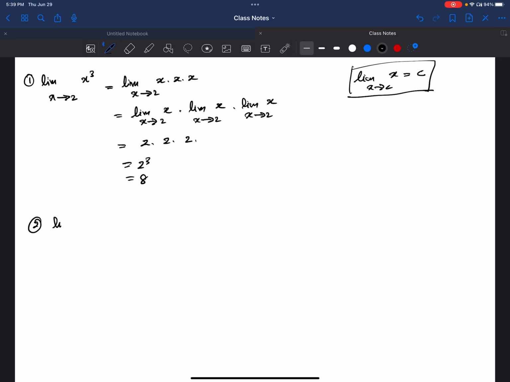Number 2. The limit as x goes to 2 of x cubed plus 5 times x plus 7 equals, now I can use the summation law, the limit as x goes to 2 of x cubed plus the limit as x goes to 2 of 5 times x plus the limit as x goes to 2 of 7. This is the summation law.